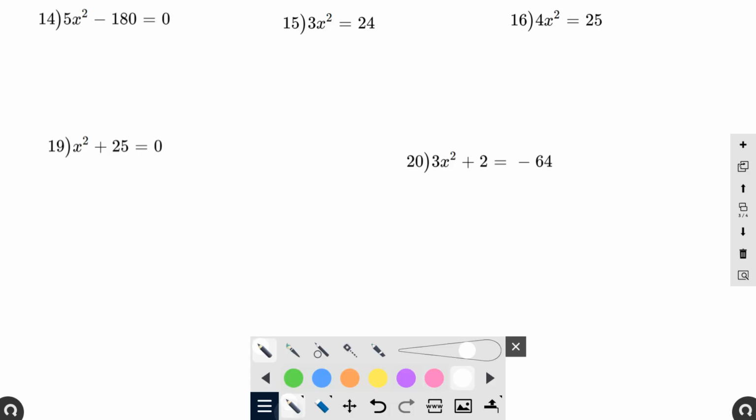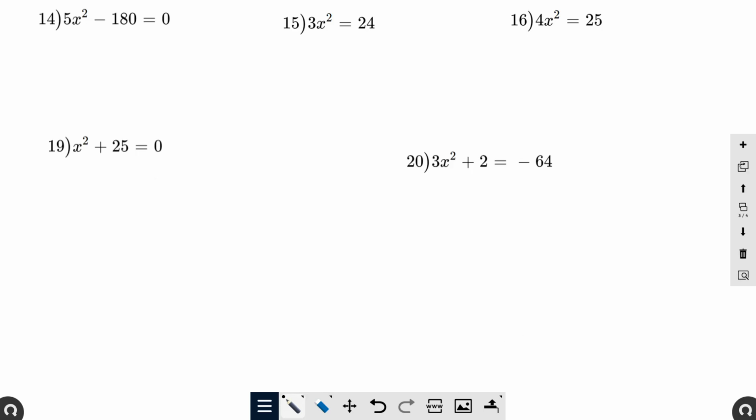All right, you guys don't have to write down every problem right now. Just number 1 will be sufficient. So, or in this case, 14. Again, sorry about the numbering. So if we have this problem, 5x squared minus 180 equals 0, we want to solve it for x. What would you do to solve for x?